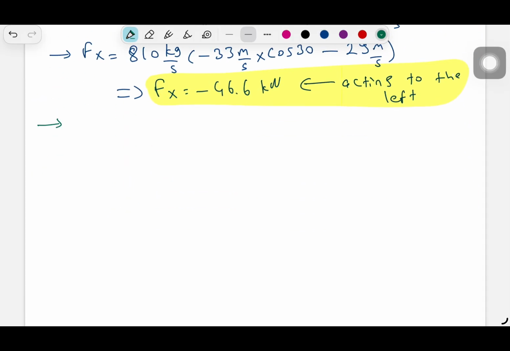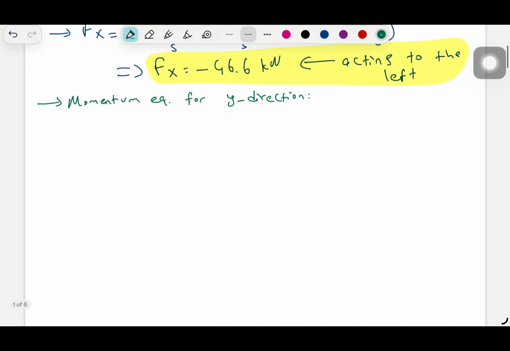And secondly, we are going to calculate the vertical force. So let's write the momentum equation for the y direction. Vertical forces will be equal to, again, outflow minus inflow. We have everything the same actually. So we have out minus in.